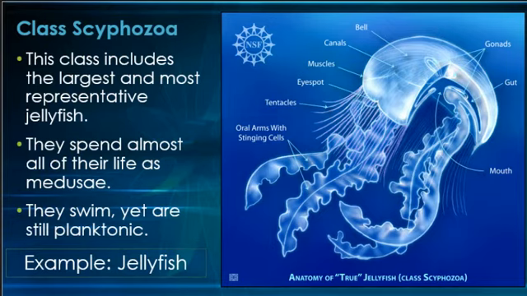All right. Scyphozoa, we have the largest and most representative group, which would be the jellyfish. So here's just a general idea of what some jellyfish look like. They spend almost all their life as medusae, it's the plural of medusa, right? So they're in the medusa form, but they do have both forms during reproduction. They swim, yet they're still planktonic. Our example would be our classic jellyfish, including the ones we have down at the coast.